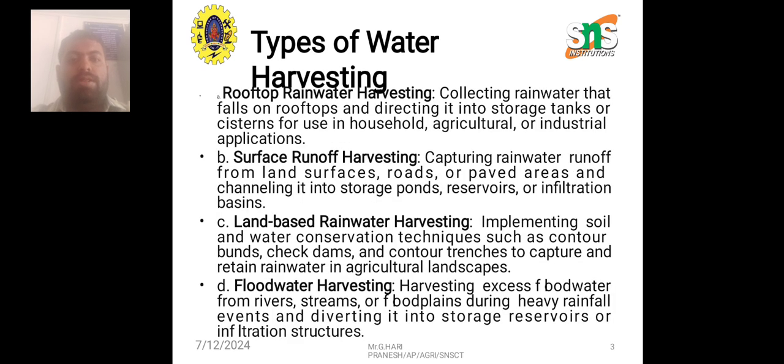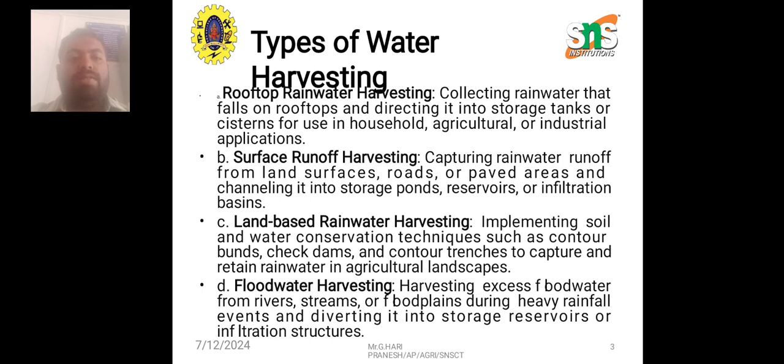Types of rainwater harvesting. These are the various types of rainwater harvesting. Rooftop rainwater harvesting, in which water is collected from the rooftops and directed into storage tanks or cisterns, which is used in household, agriculture, and industrial applications. Surface runoff harvesting, which is capturing runoff from land surfaces, roads or paved areas and channeling it into storage ponds, reservoirs or infiltration basins.